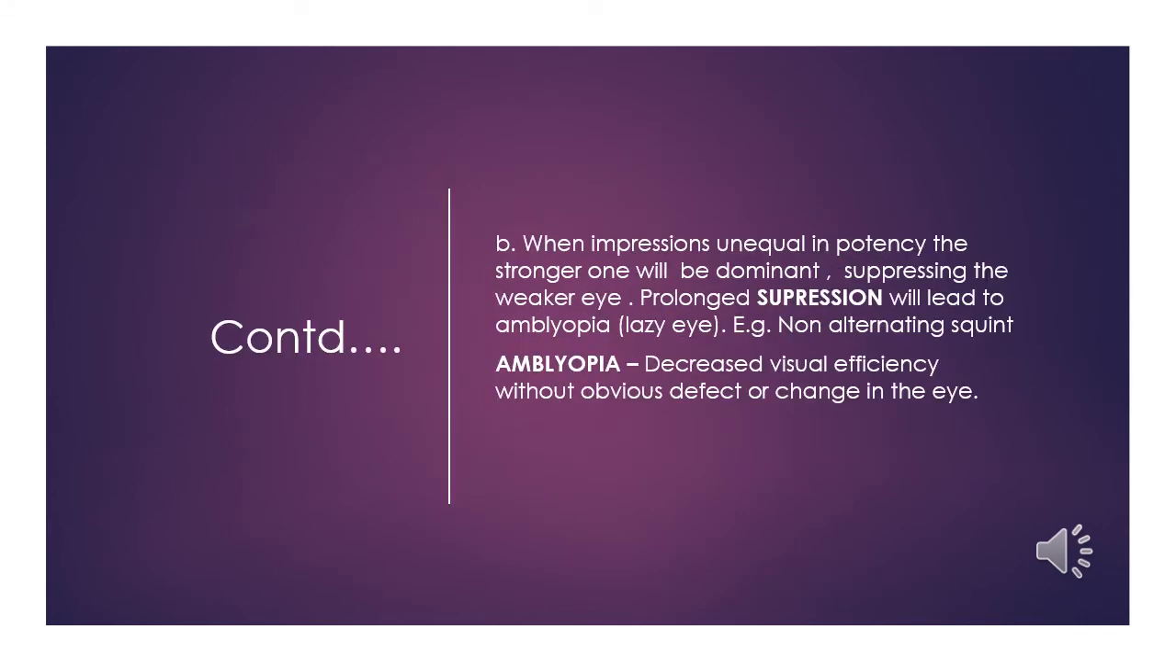So when the impressions are unequal in potency, the stronger one will occupy the attention and the weaker one will be suppressed. And now that the other eye is not in use or suppressed, it will lead to amblyopia. An example of this case is non-alternating squint, where the image in one eye is definitely inferior in quality, and then it leads to suppression and ultimately amblyopia. So, amblyopia is a condition of the eye in which the visual efficiency is reduced without obvious defect or change in the eye externally.